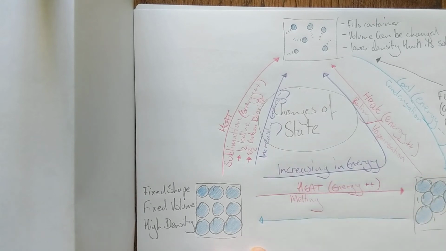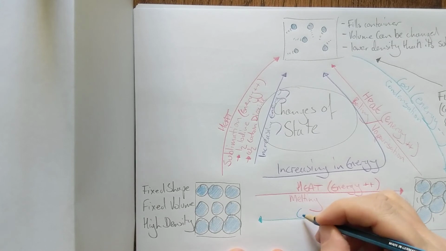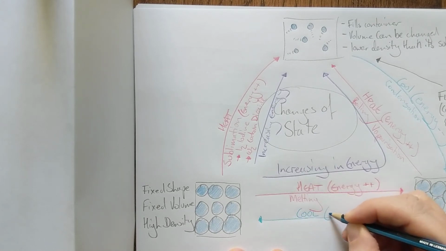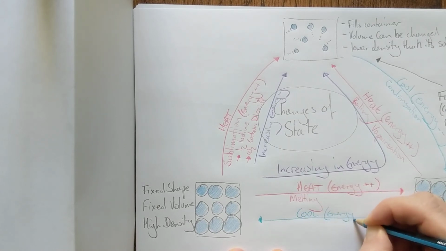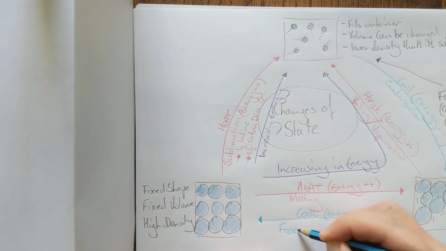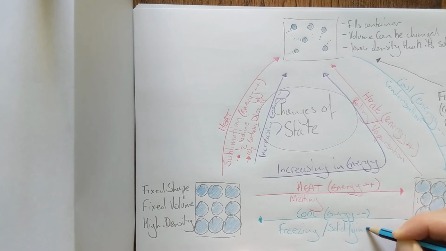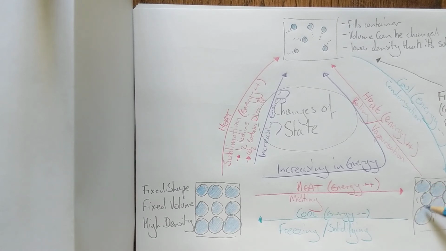If we continue to cool our liquid down, again, all the particles are going to be losing energy to the surrounding particles, to the environment around it. So we're cooling it again. Cool. And we'll say energy minus minus. And we're going to call that freezing or solidifying, sorry.